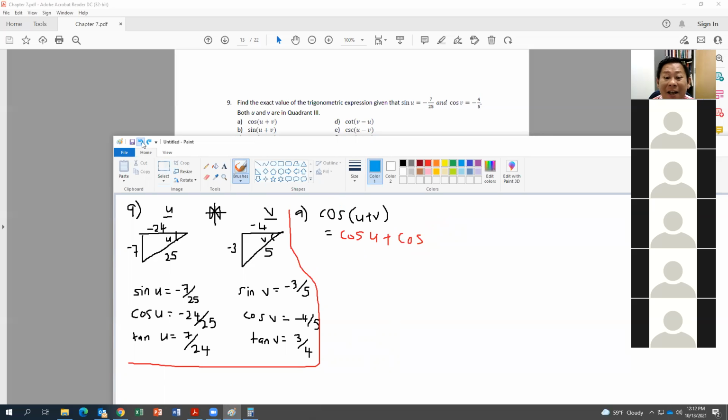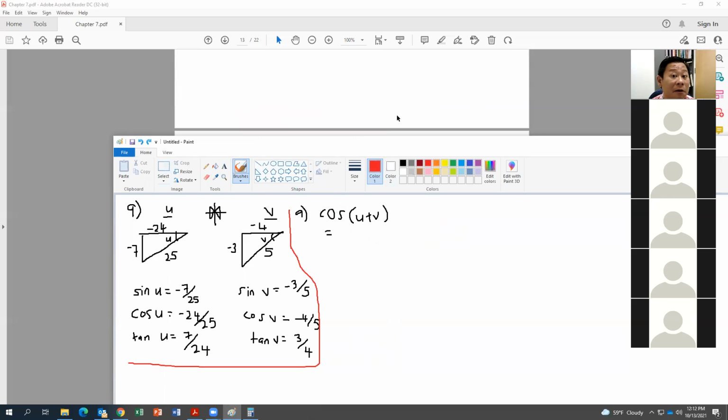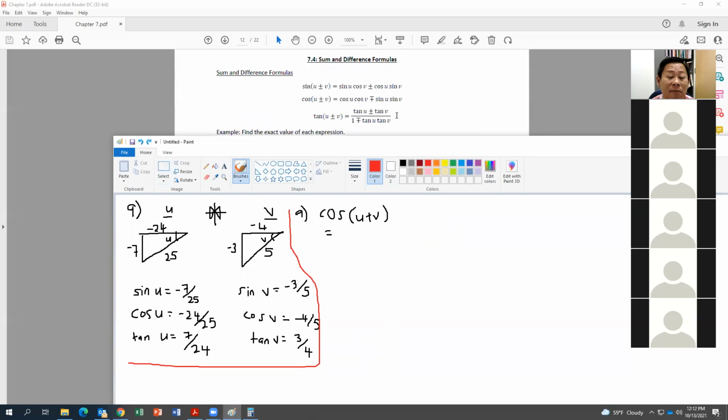So don't do this. Does anyone remember the formula for cosine U plus V? We did it on Monday. It's cosine U cosine V minus sine U sine V. Yes, this is the correct one. A lot of students did what I just did there, and they got no points in the test. So make sure you do this: cosine U times cosine V minus sine U times sine V.